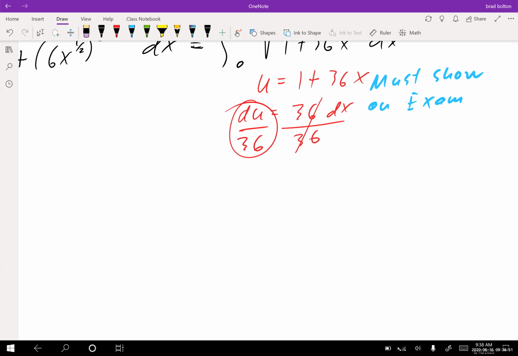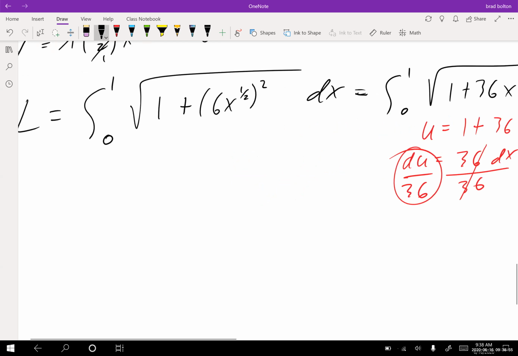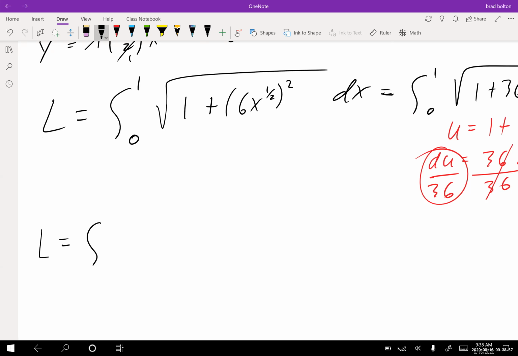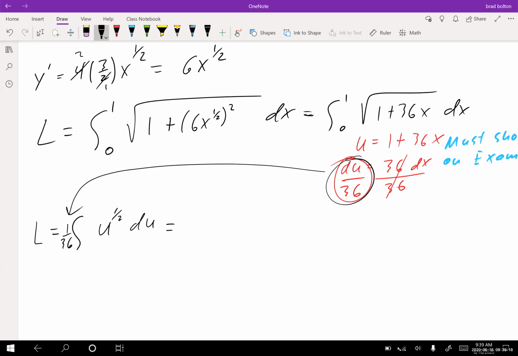Oops, sorry about that. So now we have L equals the integral of the square root, or u to the 1/2, du, and I'm going to put the 1 over 36 in front, because this du over 36, the 1 over 36 is just a constant. I can move it to the front. So now we have L equals 1 over 36.